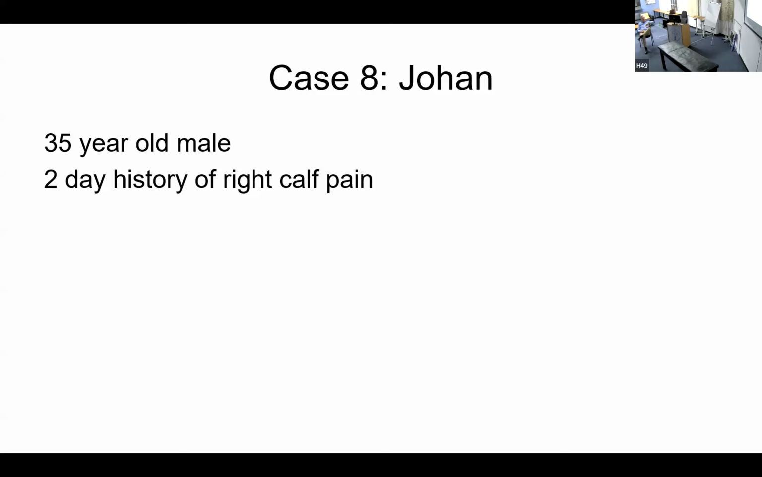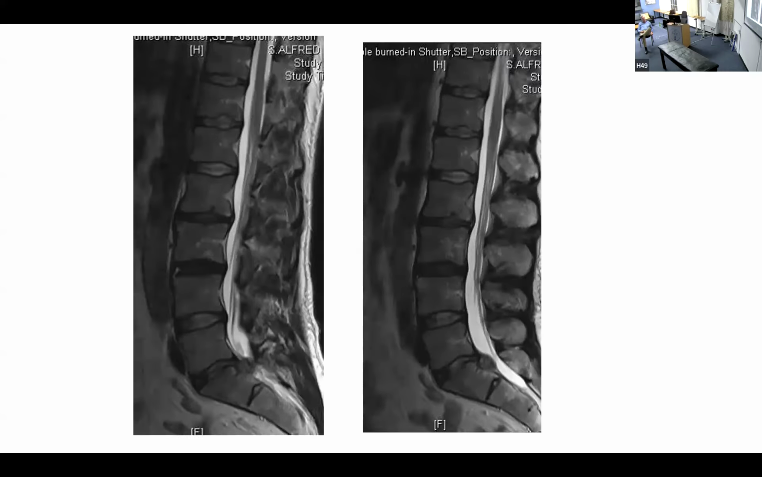Okay, Kim. Easy one. 35-year-old male, 2-day history of right calf pain. What are you thinking? Radiculopathy. Which nerve root? L5 or S1. If it's posterior calf, S1. Okay, what do you see? On the sagittal T2-weighted image, you can see extrusion there at L5. It's more than extrusion, that's sequestration. Well, it can't be intact if it's sitting here behind S1.